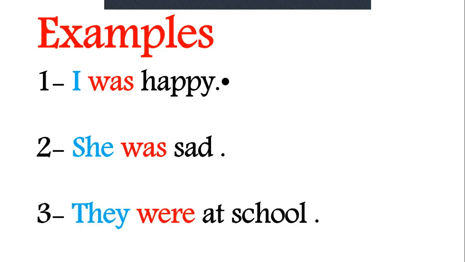Look at example number 3. They were at school. Here also we use were with subject they. Okay, was and were are the past form of verb to be. They were at school.